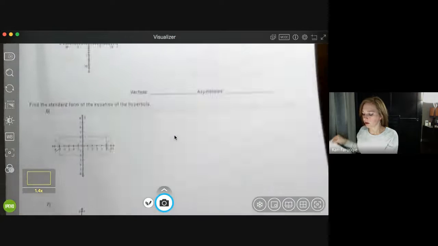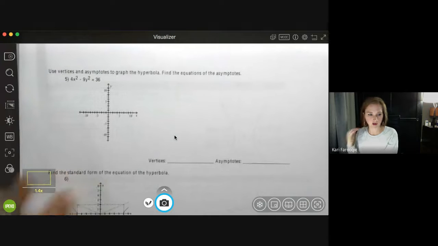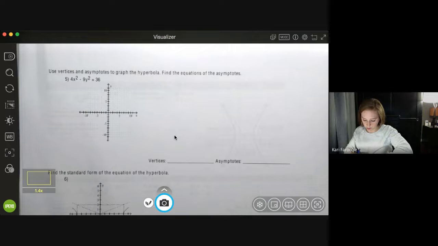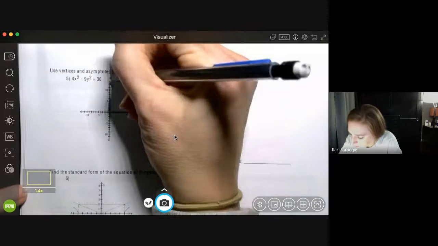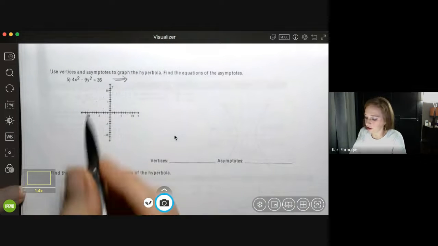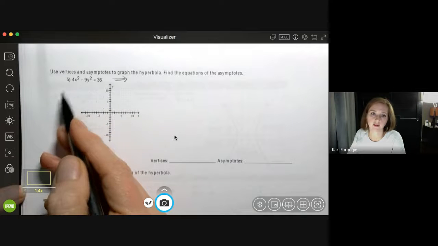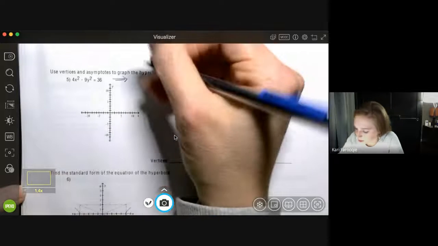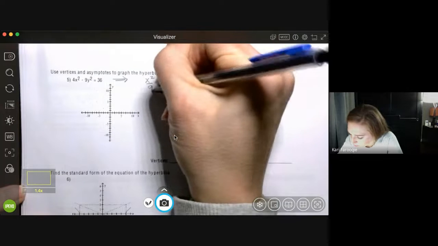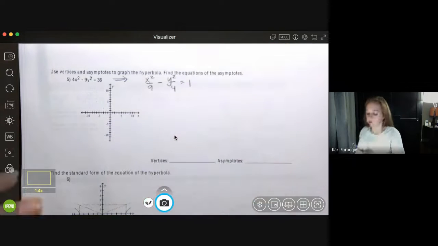Now the next one, I will have you graph on your own. I want to get you started though, because this one is not written in standard form. Remember that a standard form equation, whether it's an ellipse or a hyperbola, is going to have a 1 on the right-hand side. In order to get 1 on the right-hand side, you're going to have to divide each term by 36. But 4 divided by 36, well, cancel out a 4 and you get 9 in the denominator. So you'll have x squared over 9 minus y squared over 4 equals 1.